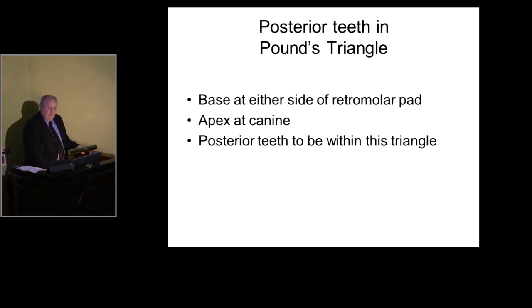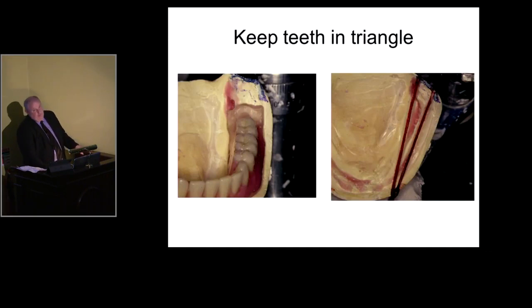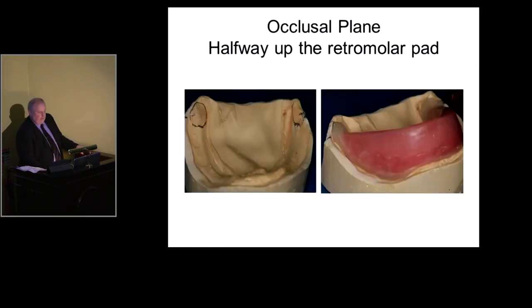Back teeth should be in Pound's triangle. This is Pound's triangle, from the base of the retromolar pad to the canine. If the teeth are in that triangle, the tongue and the modiolus and the buccinator are happy. Keep the teeth in the triangle. Keep the teeth over the ridge. Halfway up the retromolar pad, that's where the occlusal plane should be.